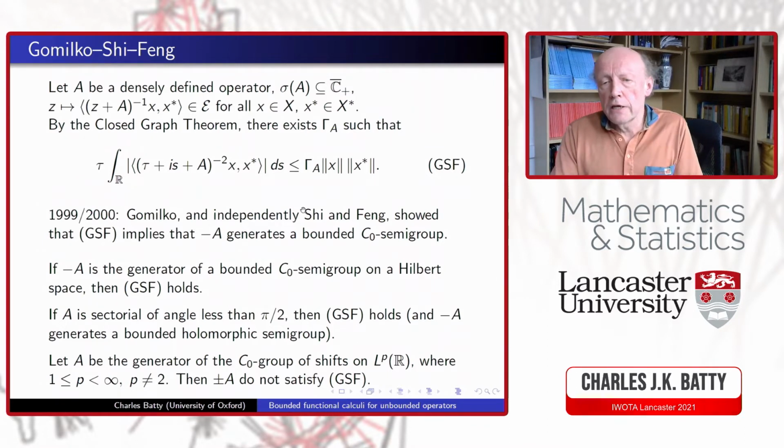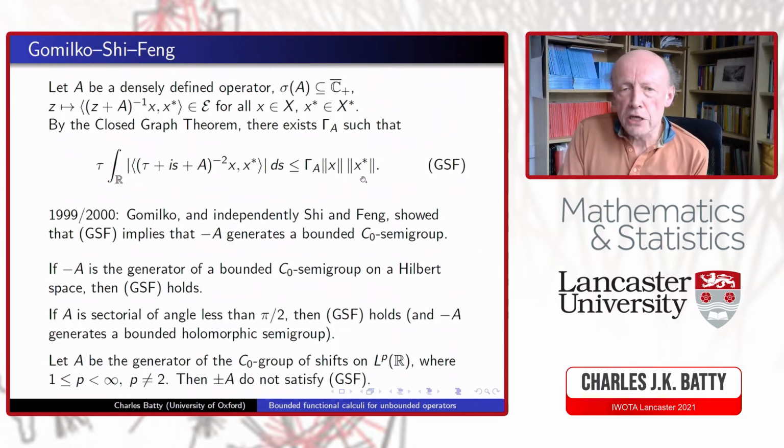And Gomilko and Shi and Feng showed that these conditions, if you include other things, imply that minus A generates a bounded C0 semigroup. Now that looked like the useful part of this result. It's easy to see that if minus A is the generator of a bounded C0 semigroup on a Hilbert space, then this GSF condition holds. So this is necessary and sufficient for generation of a bounded semigroup if you're on Hilbert space.